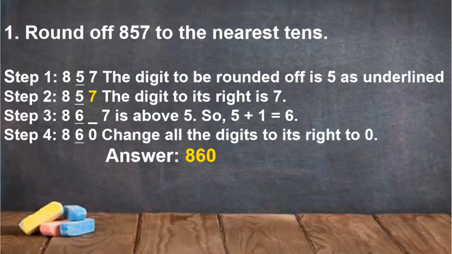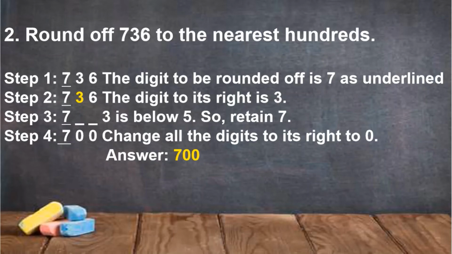Number 1. Round off 857 to the nearest tens. Step 1. In 857, the digit to be rounded off is 5 as underlined. 7 is the digit to its right. 7 is above 5, so 5 plus 1 equals 6. Lastly, change all the digits to the right to 0. Answer is 860.